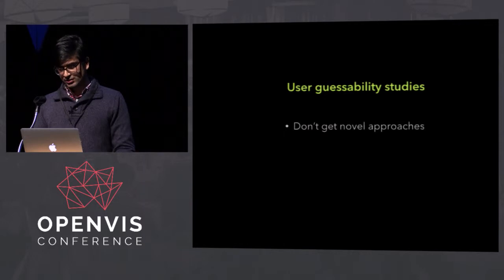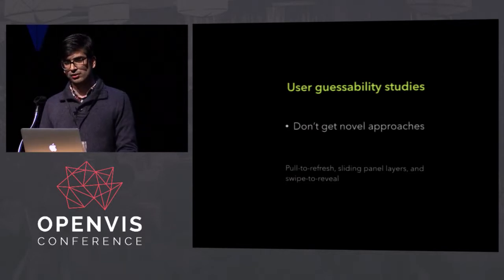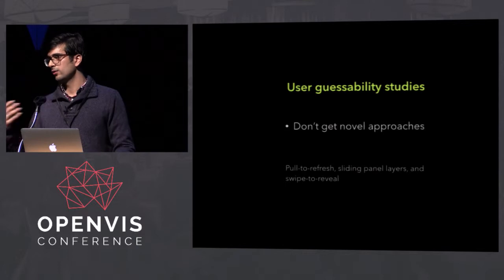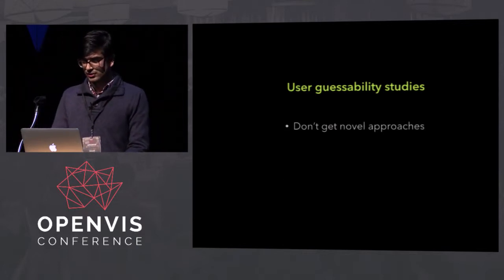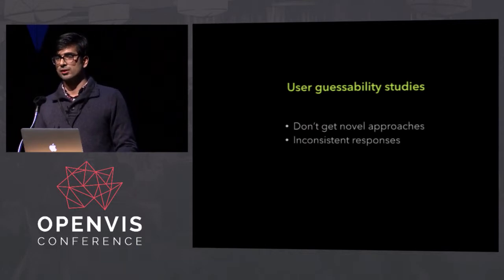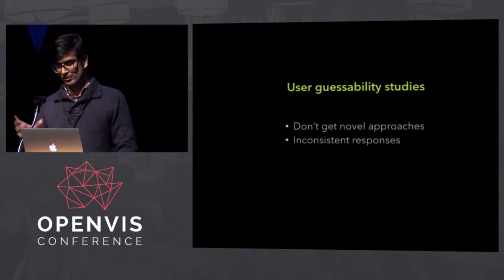For instance, in the last few years we've seen gestures such as pull to refresh, sliding panel layers, or swipe to reveal become very popular. Almost every new app is using them now. But it's also fair to assume that before these gestures were commonplace, a guessability study going to the users would not have brought them out as options. Another issue is that users are very inconsistent about their responses. They would use the same gesture for different things within the same single study.